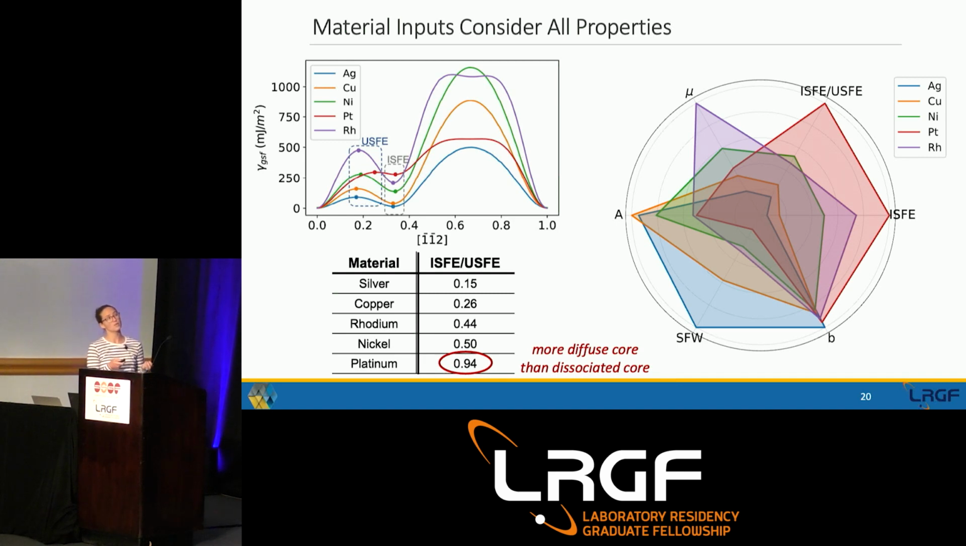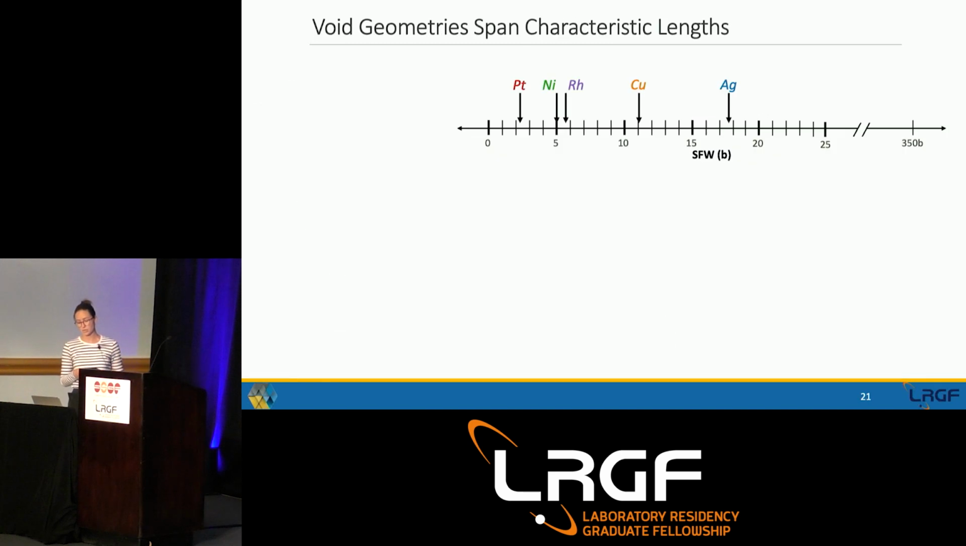And I just want to point out that these 5 materials vary kind of incongruously from each other, where we have copper, very high anisotropy, medium stacking fault width, compared to something like silver that has also relatively high anisotropy, but also very large stacking fault width. So this is a nice combination of materials.